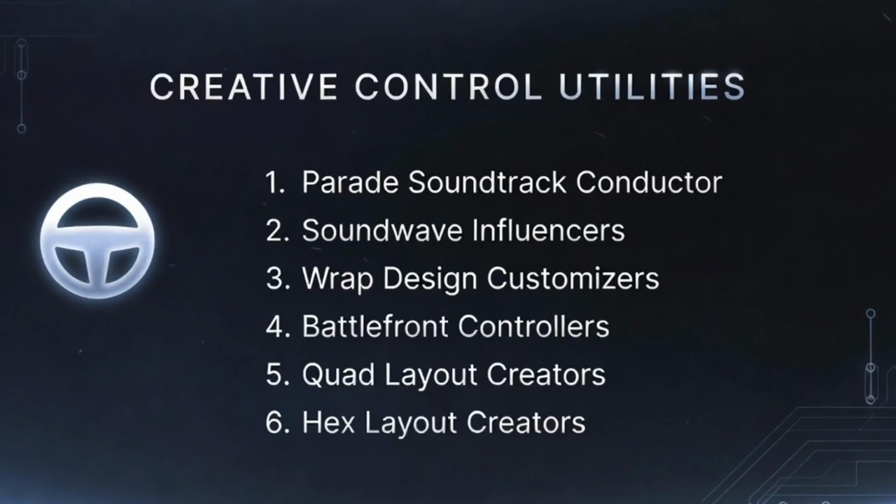The Creative Control Utilities enable token holders to actively shape and influence the races through the following 6 on-chain governance features. The 6 Creative Control Utilities are as follows. Number 1, Parade Soundtrack Conductors. Number 2, Soundwave Curators. Number 3, Wrap Design Customizers. Number 4, Battlefront Controllers. Number 5, Quad Layout Creators. Number 6, Hex Layout Creators. Let's go into these 6 creative control utilities one by one.